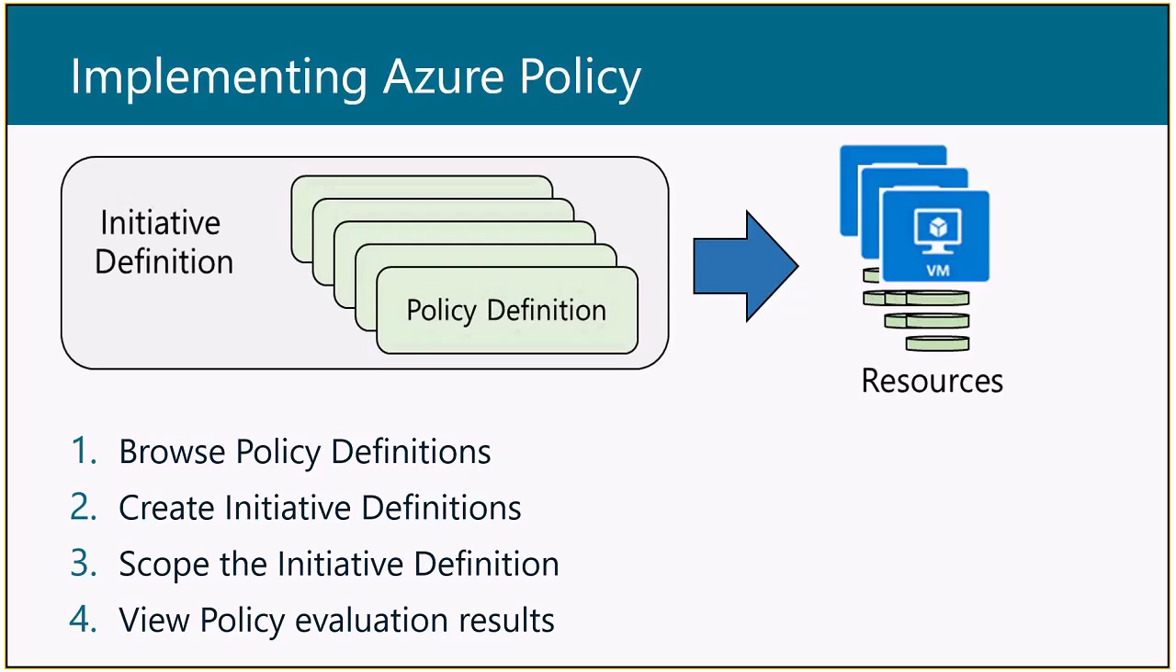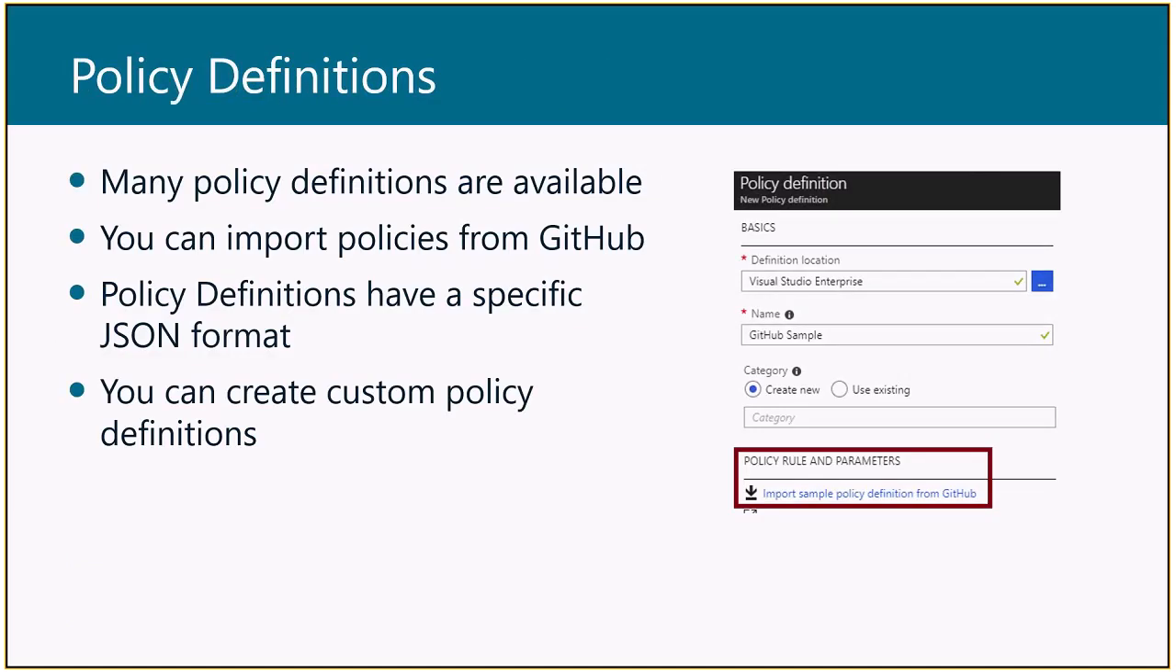Then we're going to scope that definition and say, okay, this definition is going to apply at what level in the hierarchy? That's the scope. Are we at the subscription scope, or are we at the resource group scope, or are we at a specific resource? And then we can view the policy evaluation results. And again, we will go in and implement Azure policies in the lab today, okay? Policy definitions, and this is going to say we create a definition location, Visual Studio Enterprise.